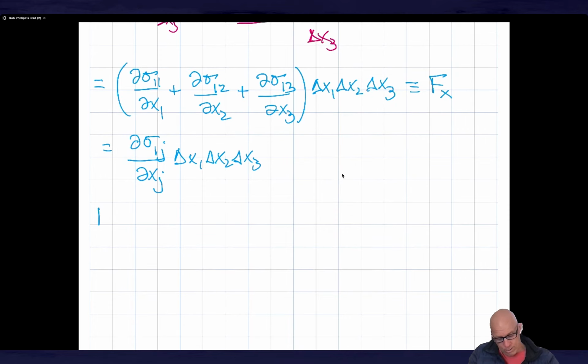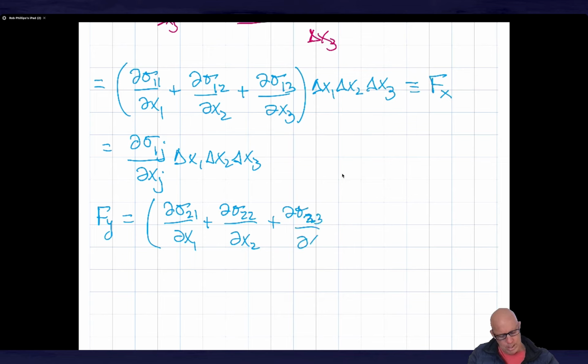Now here's an exercise for you. I'm not going to go through it. The sum of all the Fy's is going to be equal to d sigma 21 dx1 plus d sigma 22 dx2 plus d sigma 23 dx3, once again times delta x1, delta x2, delta x3. Note, the units of sigma are force per area. So the gradient in sigma gives me a force per volume, multiplied by delta x1, delta x2, delta x3 gives me ultimate units of force.